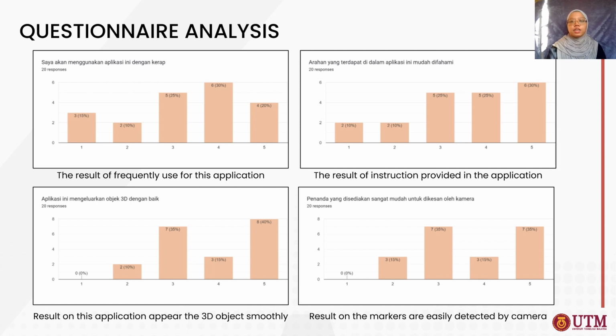Chart 2 indicates that the majority of respondents, 6 in total, strongly agree, while 5 responded agree that the instruction in the application was easy to understand. However, 2 respondents disagree or strongly disagree, expressing the need for additional time and training to effectively utilize the application.